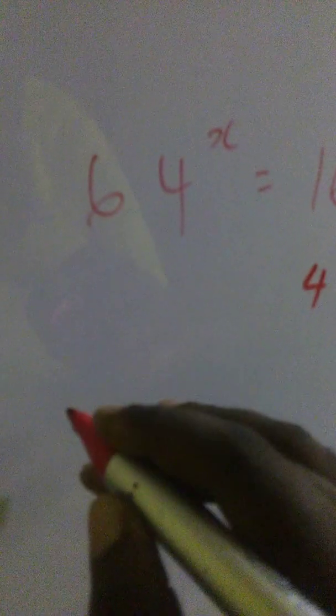Let us try 4. If I raise 4 to the second power, I will get 16. Remember, when we square something, we multiply by itself. So 4 squared is 4 times 4, 16. Let us see what power of 4 I would need to get 64.